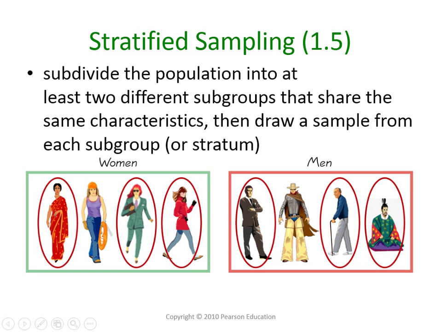But it's not a simple random survey. It could still be a random sample, but it won't be a simple random sample when you've already subdivided and then pick a certain number from each of those different sections.